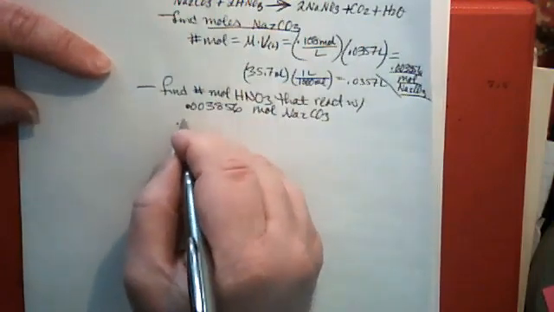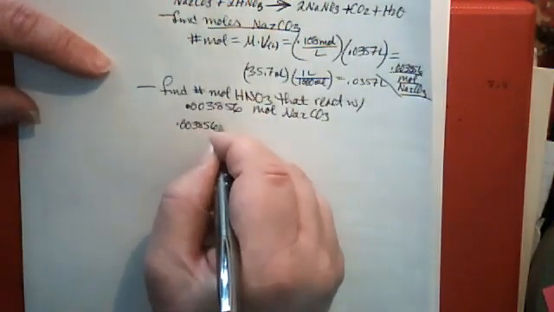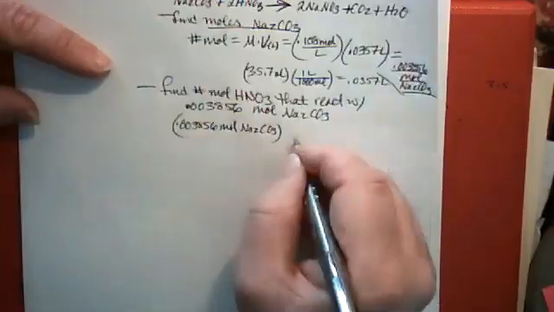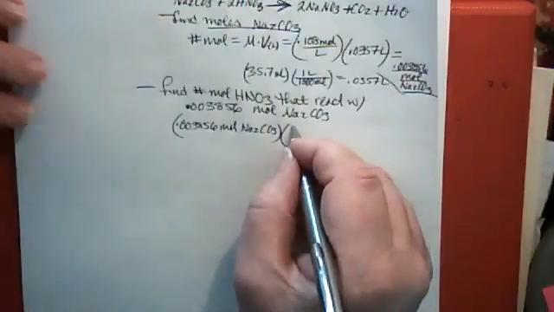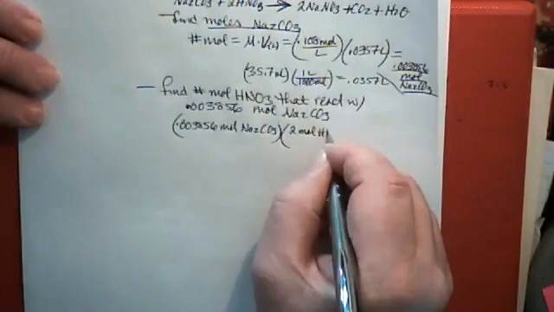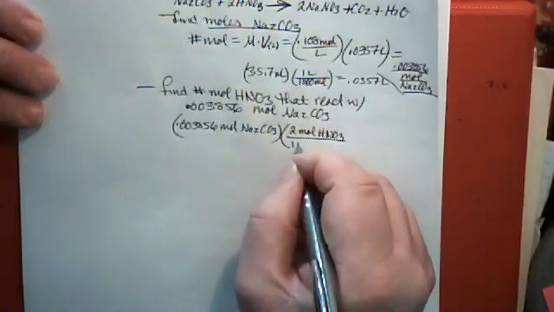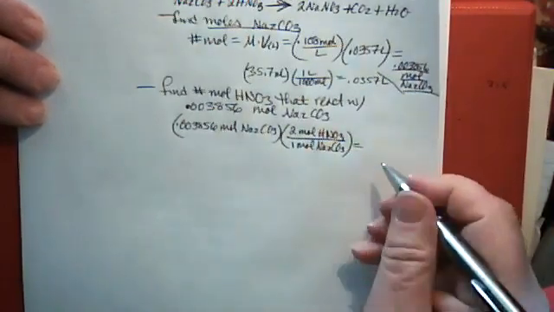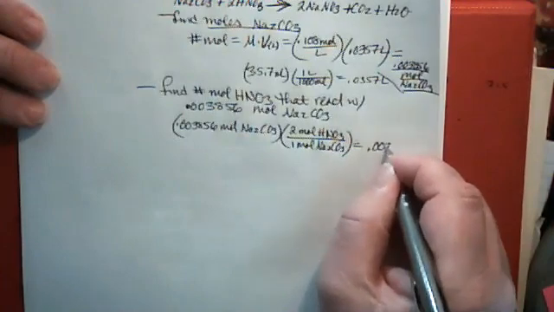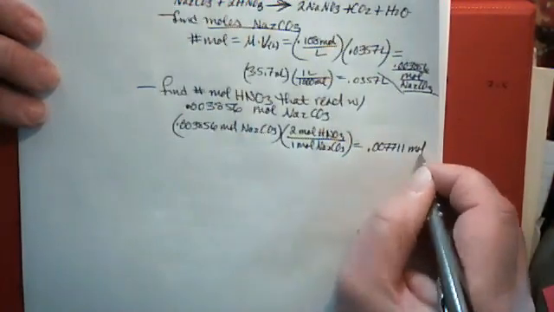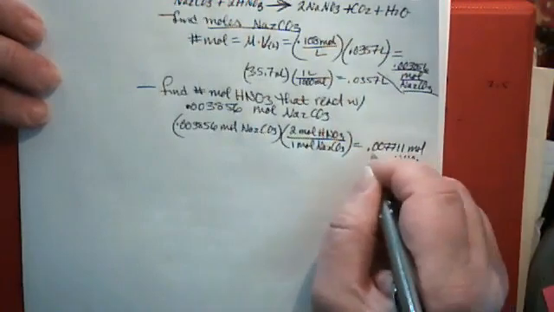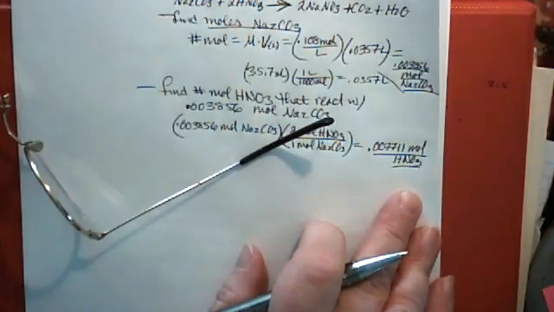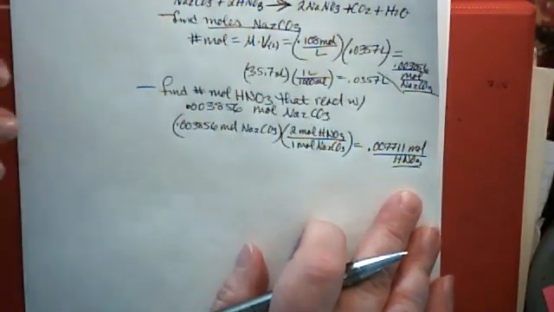All right, so that's 0.003856 moles of Na2CO3. And the equation says it takes 2 moles of HNO3 for every 1 mole of Na2CO3, and that gives us 0.007711 moles of HNO3.